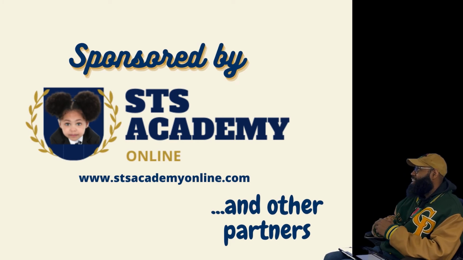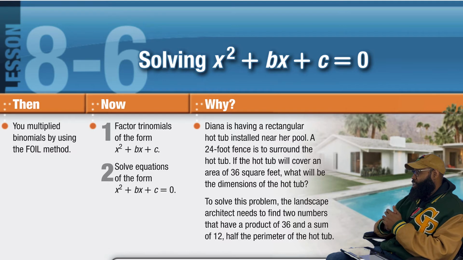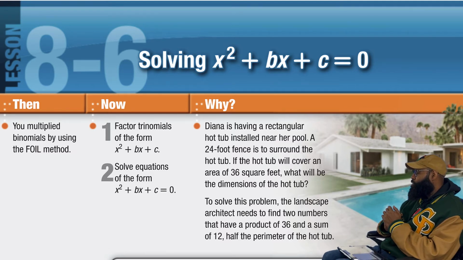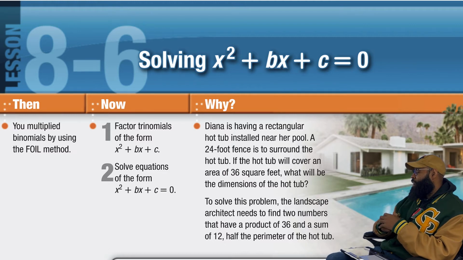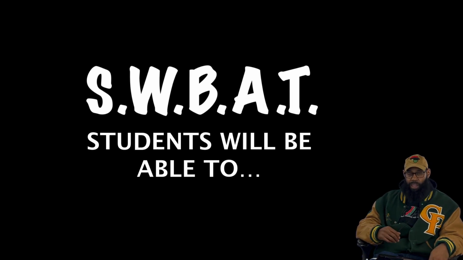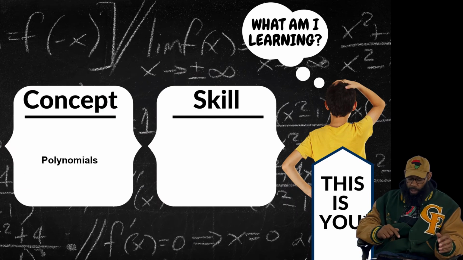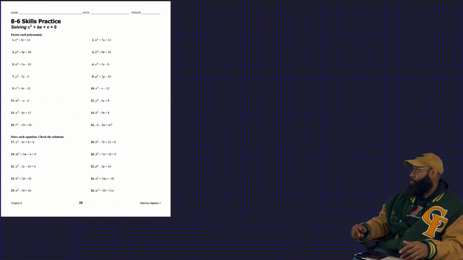We got chapter 8, lesson 6, solving x squared plus bx plus c equals 0. First objective, factor trinomials of the form x squared plus bx plus c. And the second objective, solve equations of the form x squared plus bx equals c. Students will be able to solve polynomials by factoring. Easy enough, right? Concept, polynomials, skill, we're gonna factor, and we're gonna solve. Let's get this thing started.